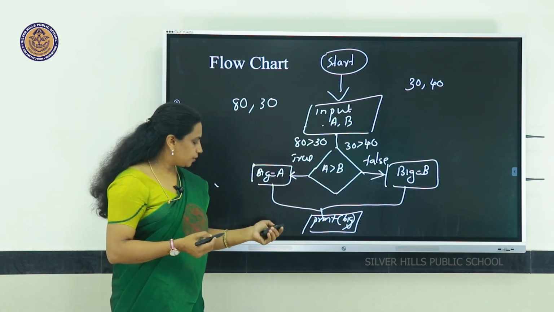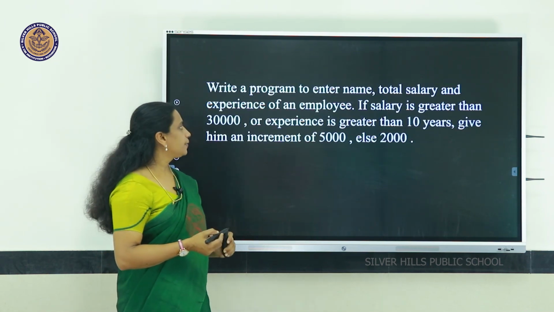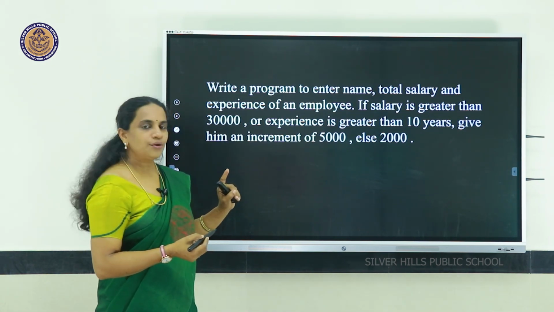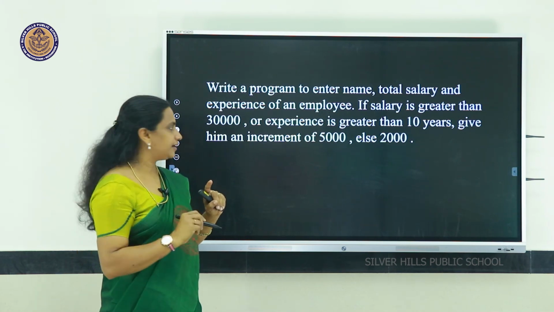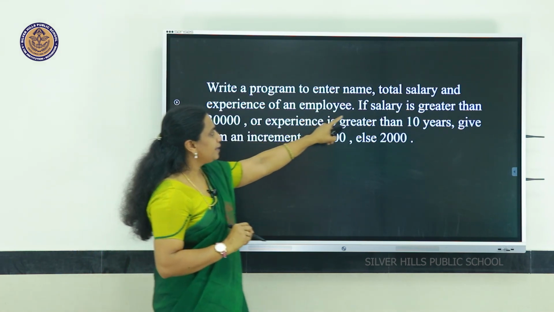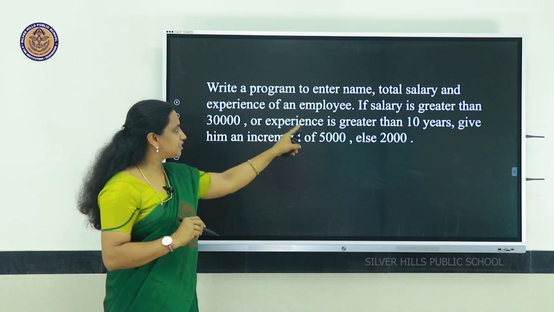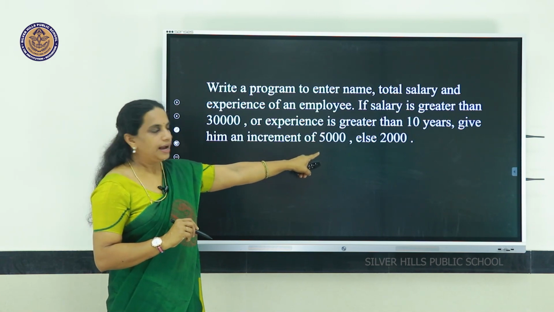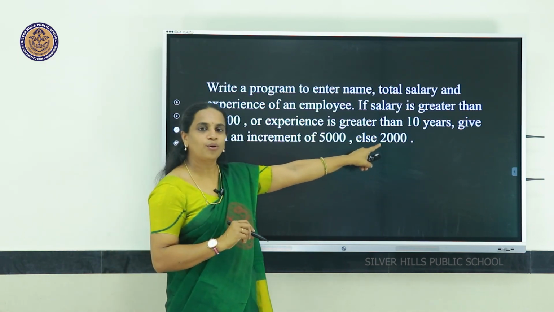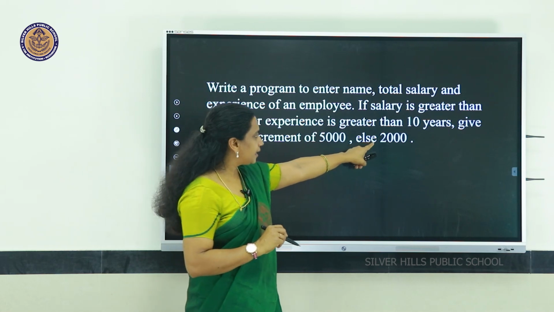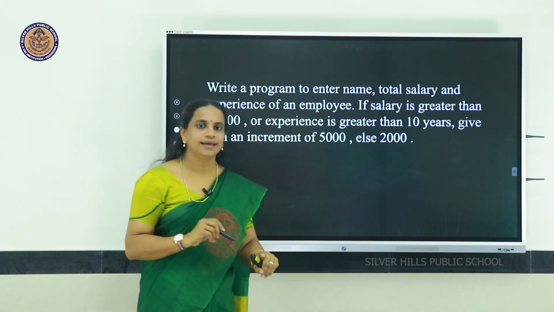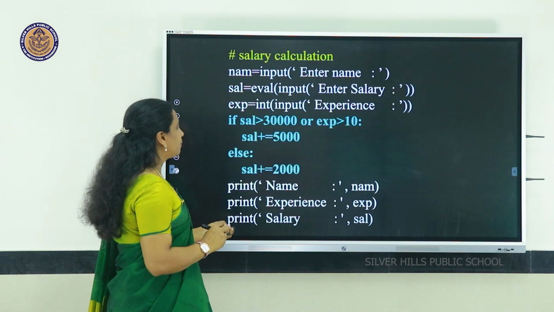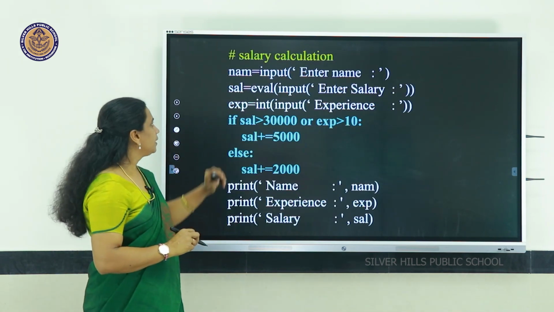Okay. Now, we will go through one program again. Write a program for the same situation for the same organization. Now, they decided that there is a change in the condition. They decided that if salary is greater than 30,000 or experience is greater than 10 years, give an increment of 5,000. Otherwise, they have to satisfy all the employees. Now, they decided that if the condition is not satisfied, give him an increment of 2,000 only. Okay. Now, how can we write the program? Just to go through this one.